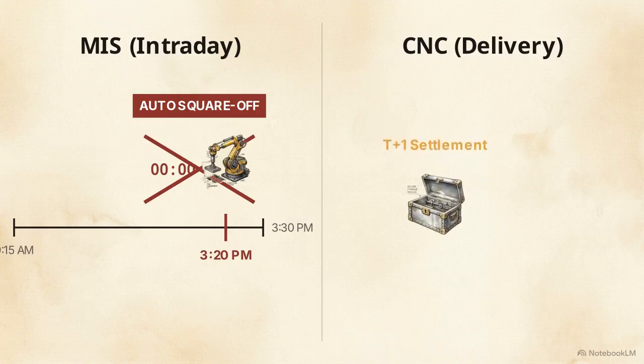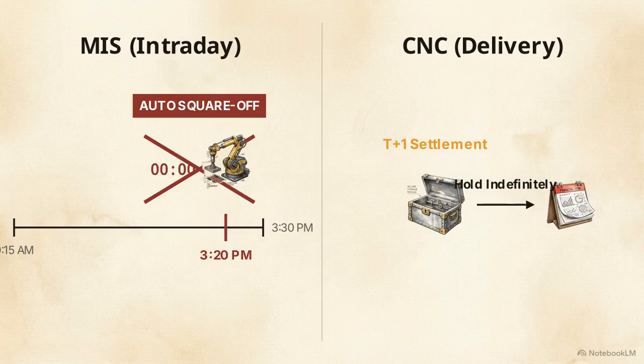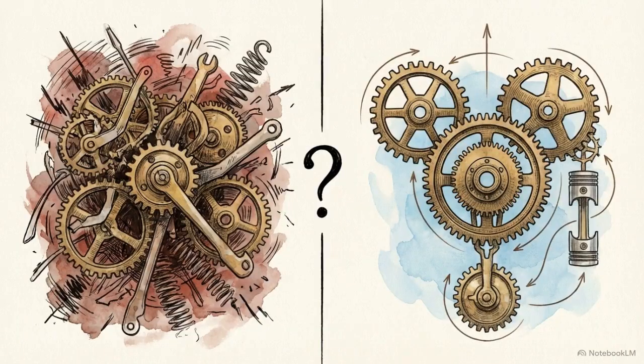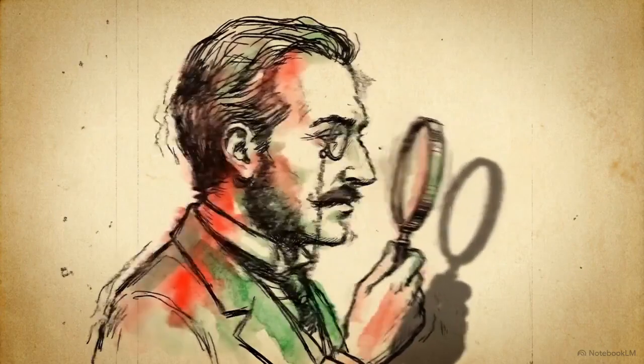Now, look at the right side. This is CNC, cash and carry or delivery trading. CNC grants you actual ownership of the underlying shares. They sit securely in your DMAT account, completely insulated from intraday time pressure or forced liquidations. Looking at these two structures, which environment do you think is mathematically safer for a beginner to operate in? The answer is CNC, always.